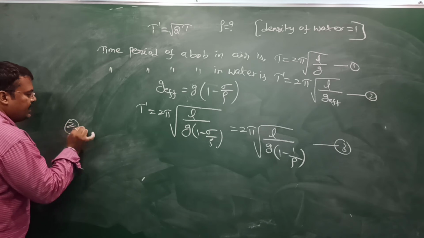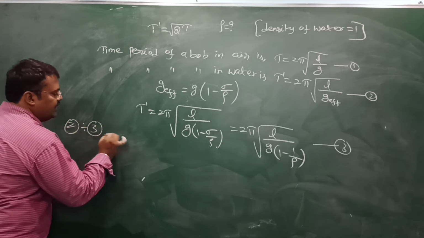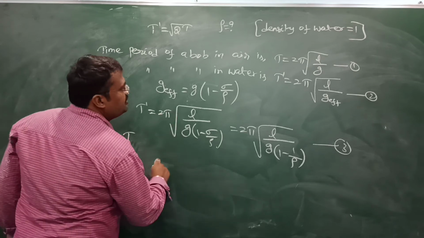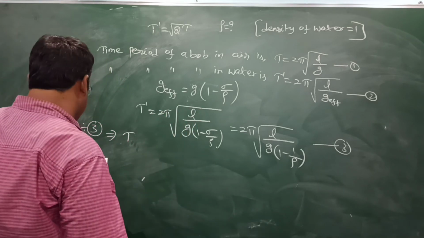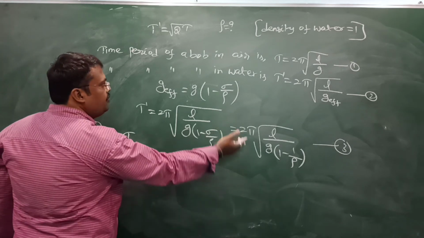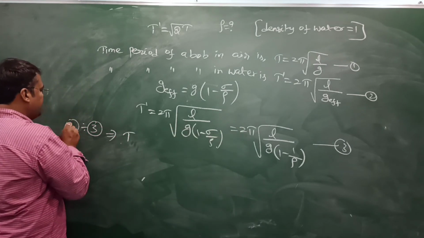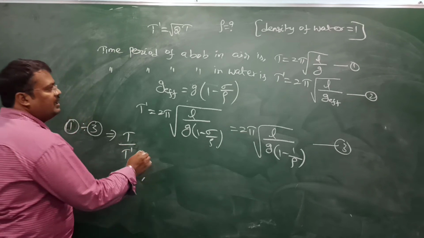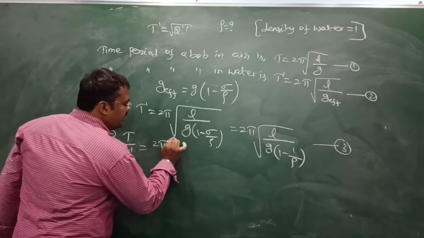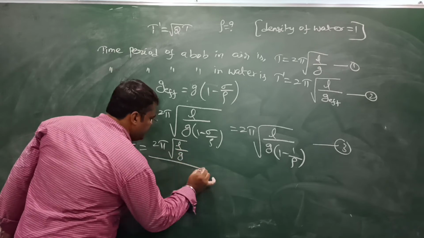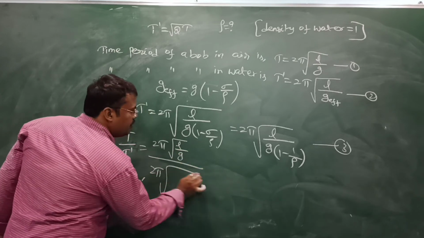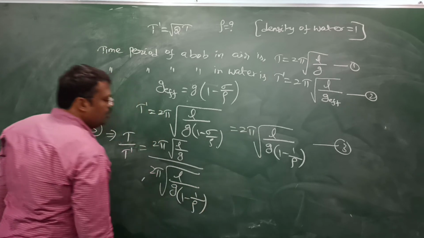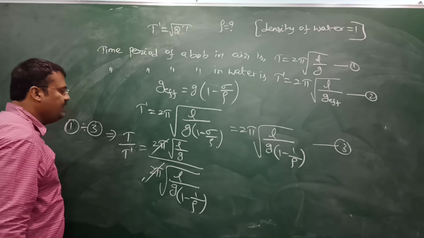So divide the second equation by the third equation. T dash is equal to 2 pi root L by G effective. That is the first equation divided by the third equation. Let us try. So first equation divided by third equation. T divided by T dash is equal to, T is nothing but 2 pi root L divided by G, divided by 2 pi square root of L divided by G into 1 minus 1 divided by rho. So 2 pi will get cancelled.